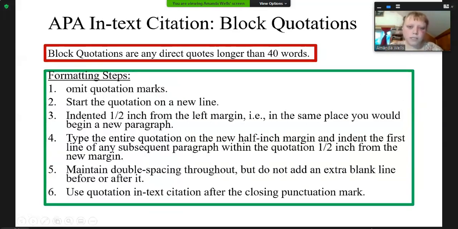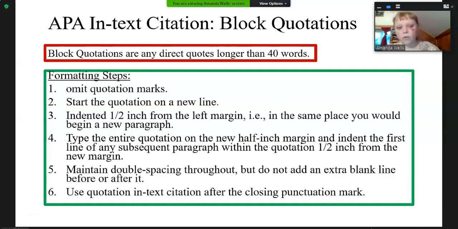One special oddity in APA is block quotations. I included it here because APA is typically used for scientific things, and sometimes those can be very lengthy quotes. And so that's why I put this here. A block quotation is any direct quote that's longer than 40 words.